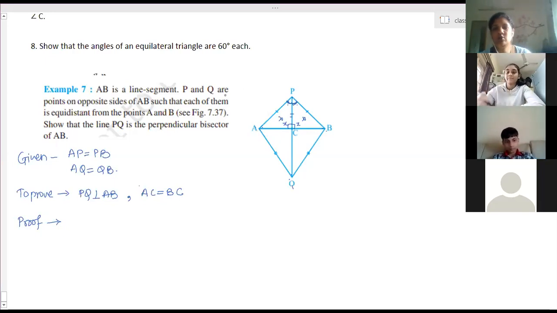Clear? So to prove this congruency, we need a larger triangle congruency first, because we don't have a third thing here to show these two, APC and BPC triangle congruency. We need the third criteria. We don't have it. Therefore, we have proved APQ and BPQ congruency.